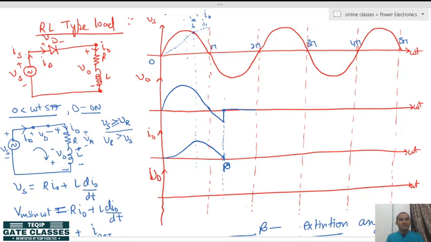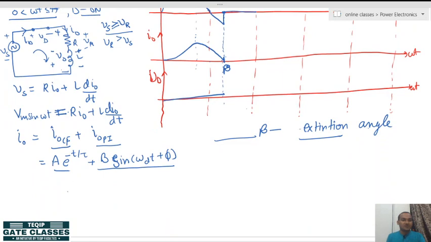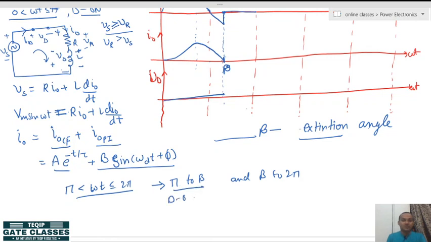Now we will talk about the diode voltage. The diode voltage will remain 0 from 0 to beta. After that, what will be the diode voltage? If you talk about pi to 2 pi, it can be broken into two instants: pi to beta and beta to 2 pi. From pi to beta the diode is on, therefore the diode voltage is 0. And from beta to 2 pi, the diode is off. So what will be the voltage across it?